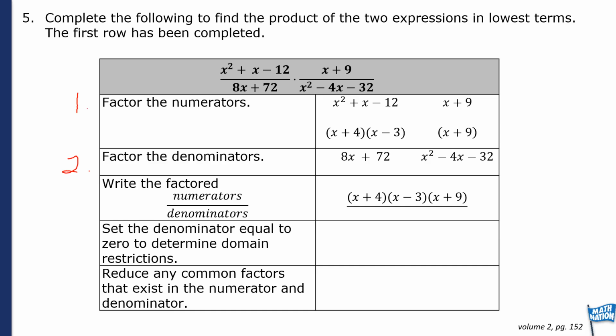Both denominators. So the one on the left is 8x plus 72, and then the one on the right, x squared minus 4x minus 32. So start with the one on the left. Let's factor that. Greatest common factor between 8 and 72. That's right, it's 8. So we're going to factor out an 8. And when we factor it out, we're dividing each of those terms by 8. The first one, when we factor, it will give us x plus 72 divided by 8 is 9.